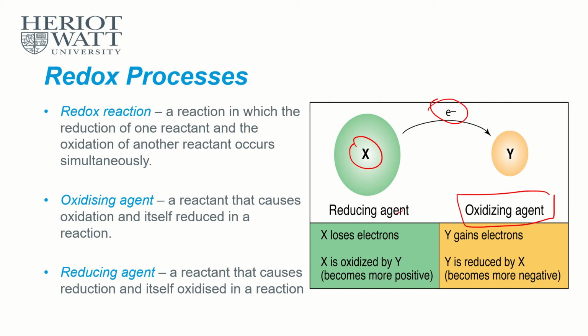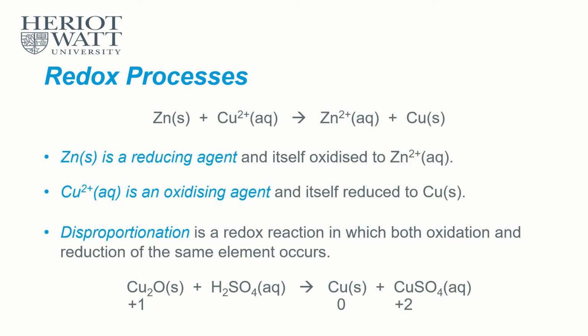Now, sometimes in the questions, they tend to put it as oxidant and reductant. Oxidant is actually the same as oxidizing agent. Reductant is the same as reducing agent, just slightly different terms used. All right. Next, we look at these examples of redox reactions. Now we can see from here, we check one by one.